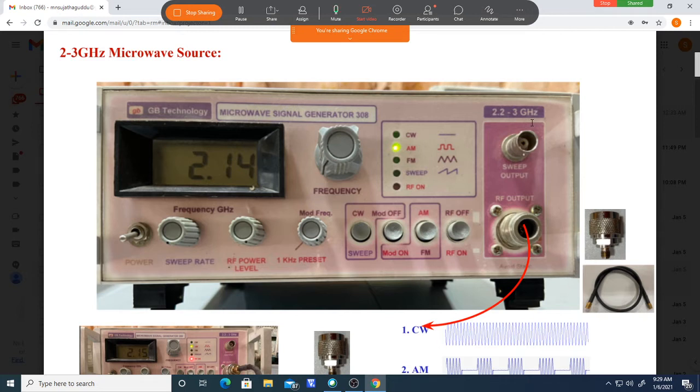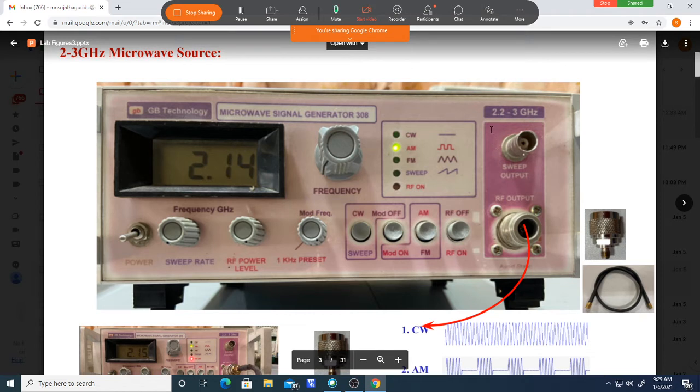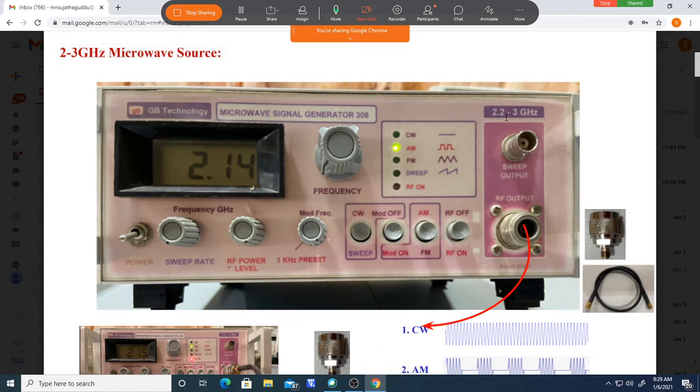We have some low cost equipment. This is some low cost equipment, but in the microwave range. We can vary the frequency from 2.2 to 3 gigahertz.